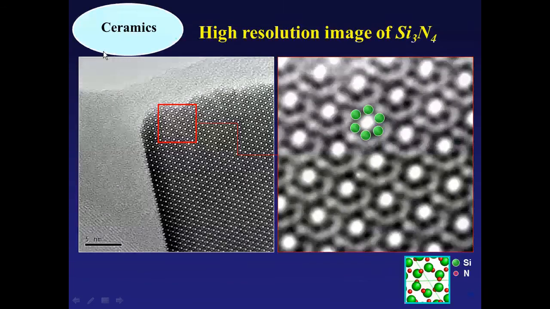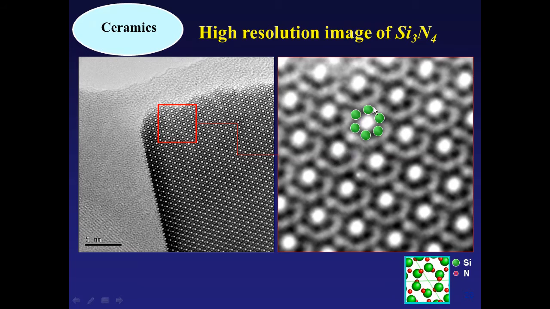This is an example of ceramics. The specimen was silicon nitride. This is a relatively lower magnification image of hexagonal silicon nitride. The electron beam incidence is along the 001 orientation. The hexagonal structure is clearly observed, and this area is magnified. You can see atomic resolution. This hexagonal structure corresponds to the atomic locations of silicon. This dark spot corresponds to a single silicon atom.